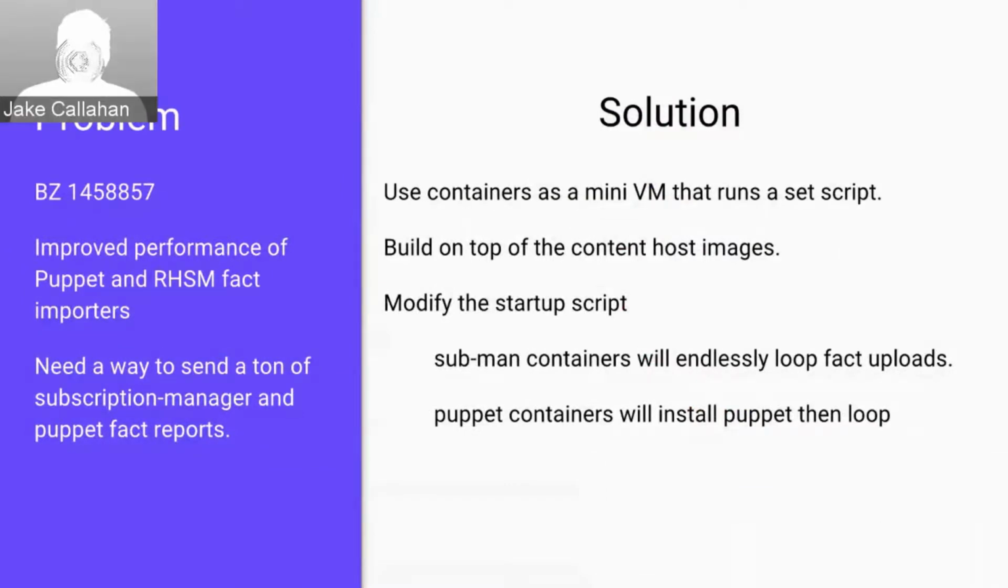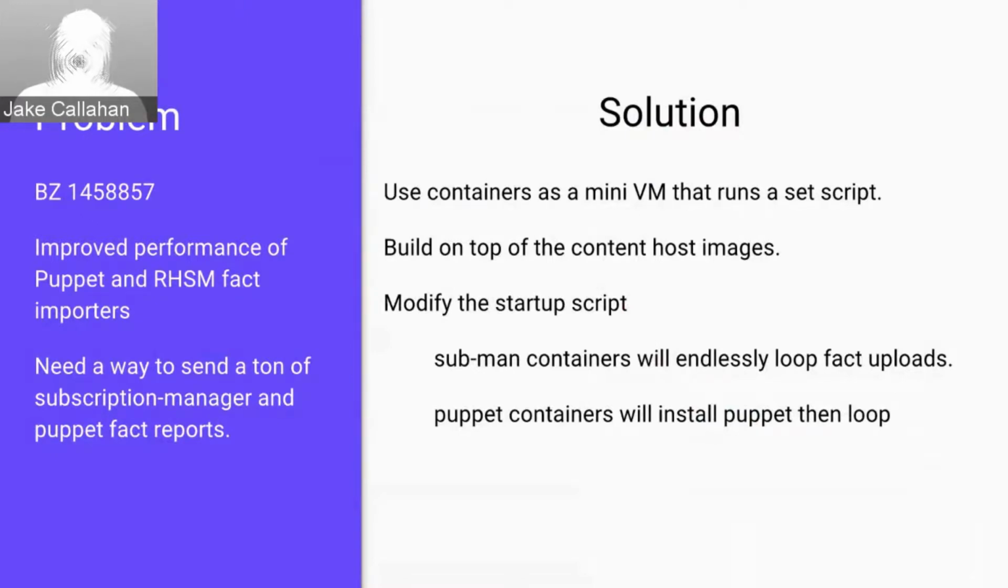Okay, an additional problem is BZ1458857. For this one, we were trying to improve performance of Puppet and RHSM fact importers, and I needed a way to send a ton, and that's a QE ton, of subscription manager and Puppet fact reports to satellite. So my solution for this was to use containers as a mini VM that runs a set script. I built this on top of the content host images that I introduced to you just a few minutes ago. And all I really had to do for this one was just modify the startup script.